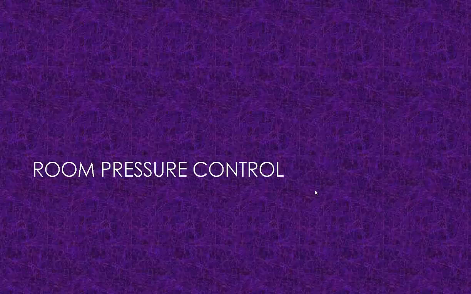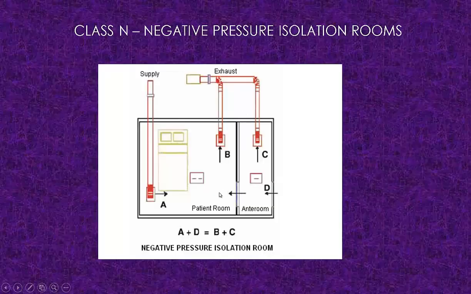Now we can discuss room pressure control. The first type of room pressure control is class N, which is negative pressure isolation rooms. Here is the figure of a negative pressure isolation room. The purpose of this room is that air cannot flow from a more contaminated area to a less contaminated area.